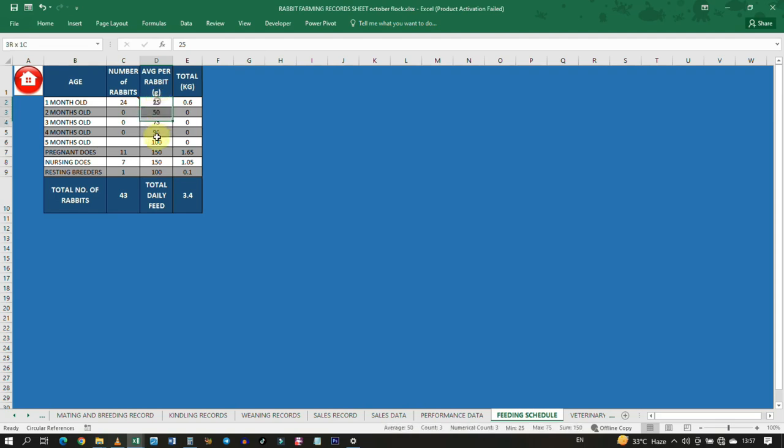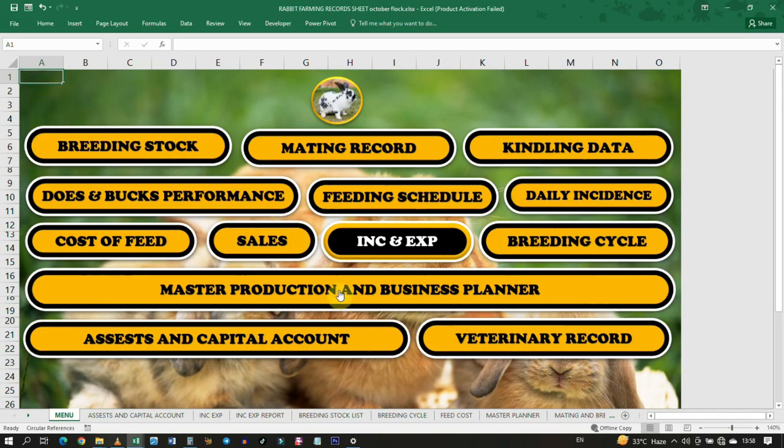So a 1 month old should be eating 25 gram per rabbit, and a 2 month old should be eating like 50 gram per rabbit. And I think that 25 gram is almost like 5 spoons. Yeah, maybe, including waste and all that. If you think that you feed your rabbits less than that, you can come and change these figures. So that is how we arrived at this figure.